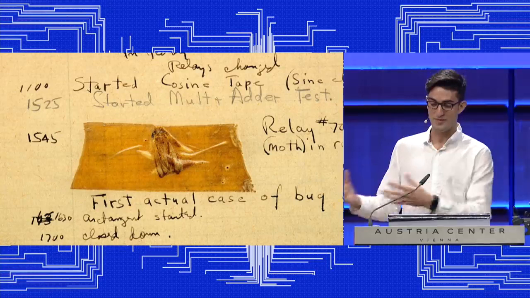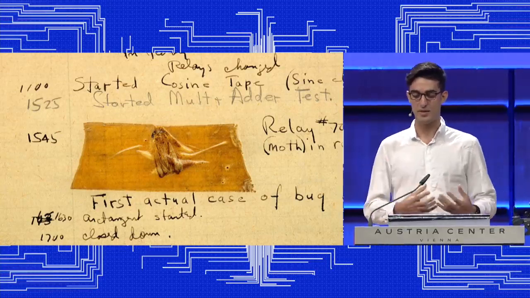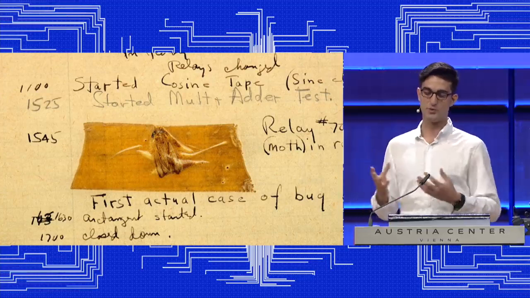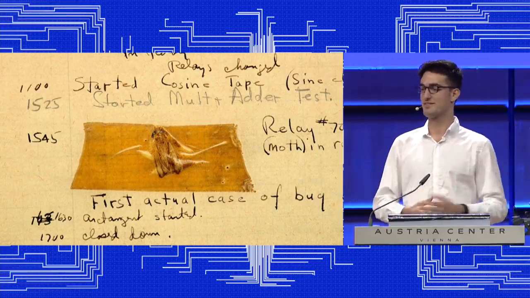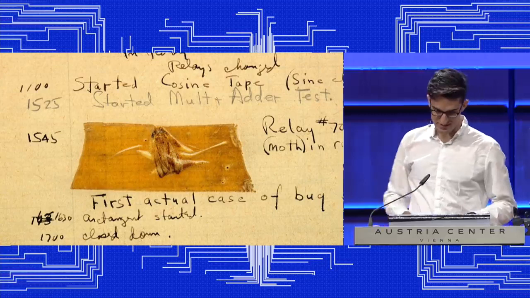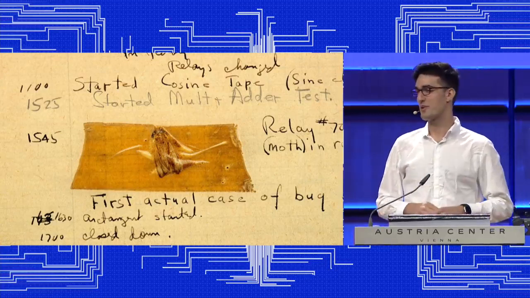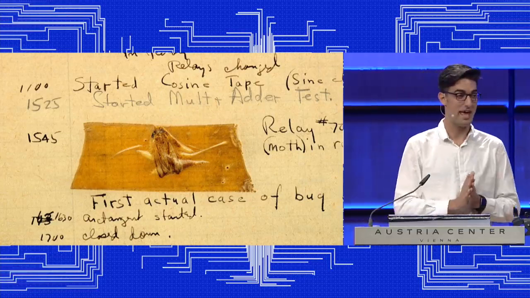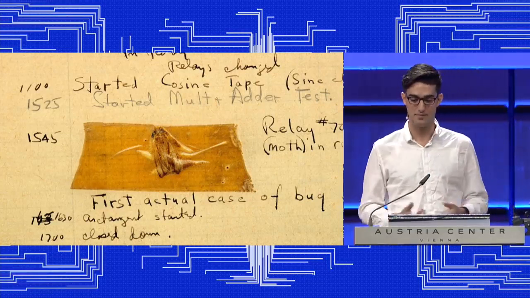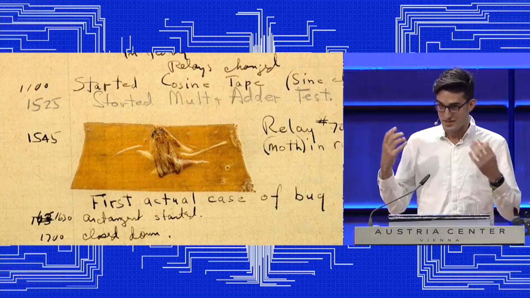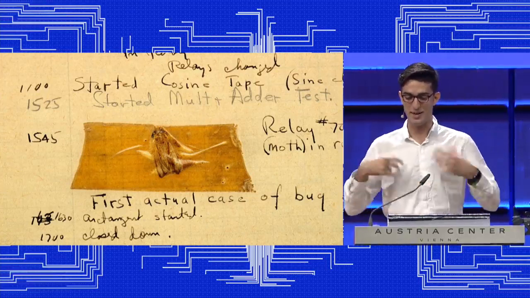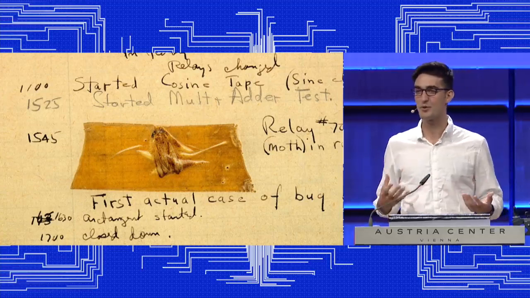So the operators removed it and pinned it on a log report and wrote the following description. First actual case of bug being found. You can see it right there. Some versions of the story say that Grace Hopper herself found the moth, wrote this message, and coined the term debug at the same time. So in this usage, to debug literally meant to take the bug out of the computer to get it working. And I like this story a lot.